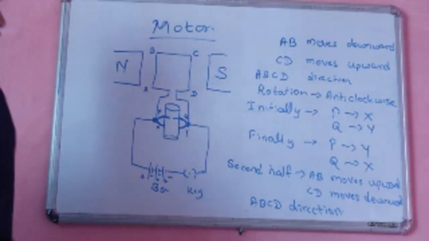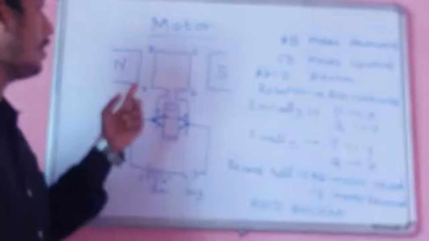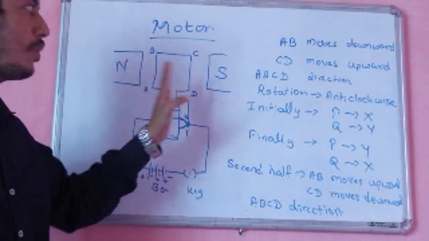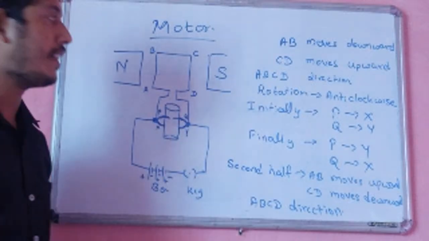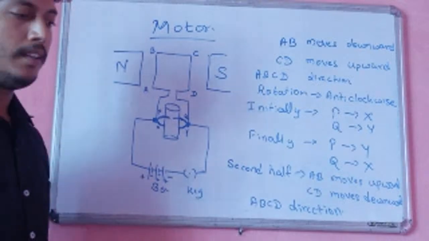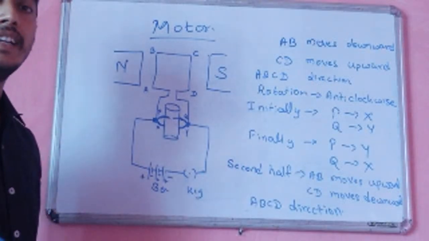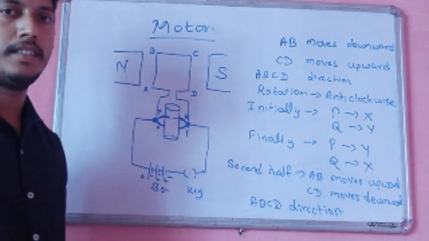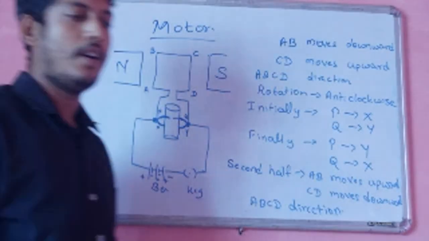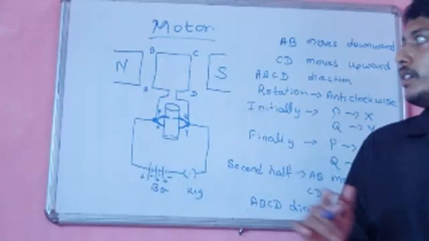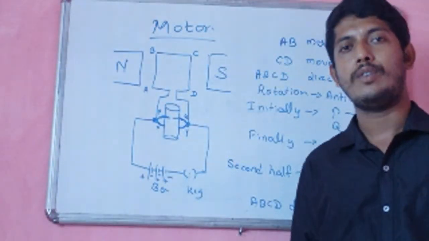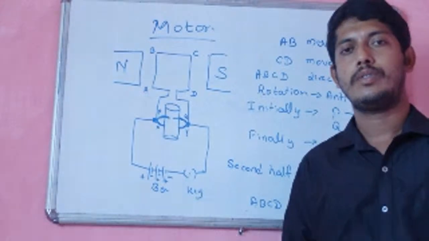Then another thing. As I told you, in the first case AB moves downward and CD moves upward, and in the second case AB moves upward and CD moves downward. So here the direction of the movement of the conductor is found with the help of Fleming's left hand rule.